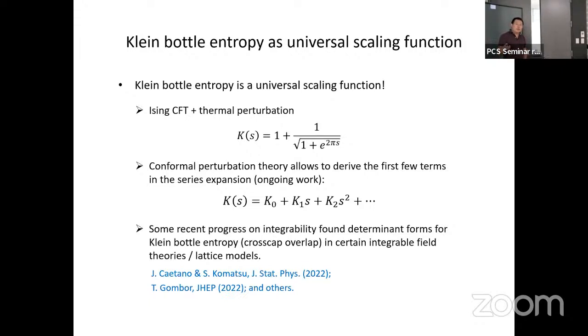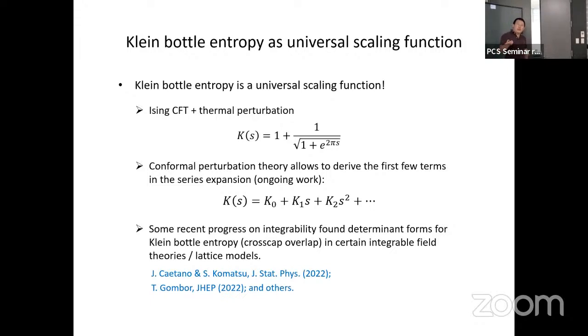So first, for the Ising CFT with a thermal perturbation, we can actually calculate this Klein-Bottle entropy, this universal scaling function, analytically. The result is simple, but actually the derivation is quite non-trivial. And actually the whole supplemental material is devoted to deriving this single formula, so a few pages.